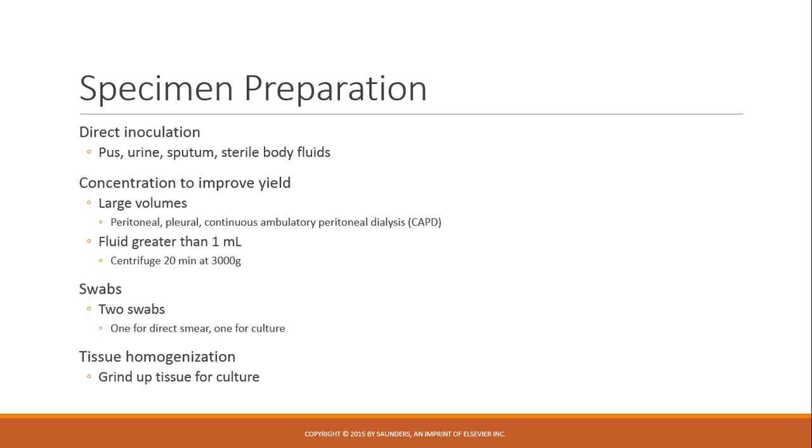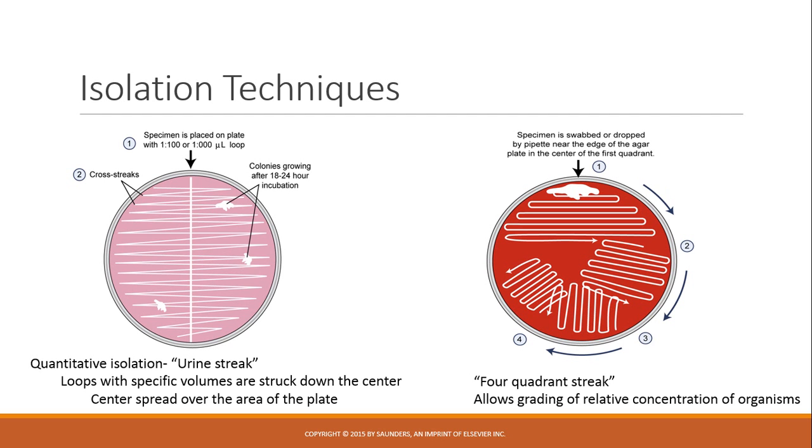And then tissue, if you've got tissue, you've got to grind it up using a grinder. Then I take a swab and poke around at the ground up tissue and put it on my plates. So here are the different isolation techniques, and they should be familiar. We've got your urine streak, and then we've got your quadrant streak. Both of them allow us to quantitate the amount of organisms there, and we'll learn how to quantitate growth on plates today in lab.